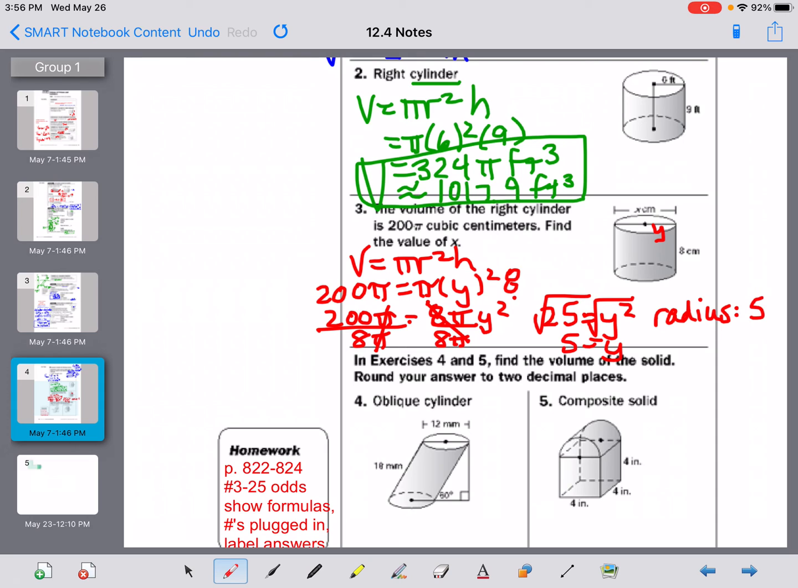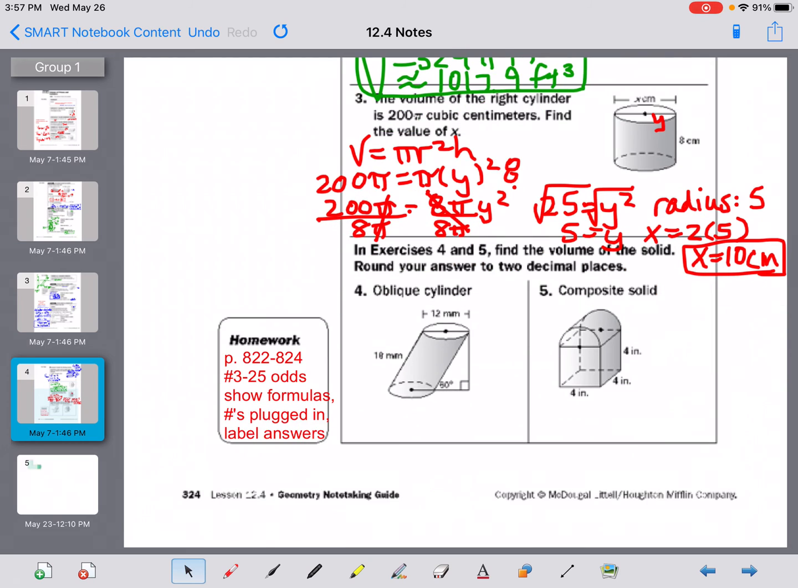But I wasn't looking for my radius. I was looking for that x, which is the diameter. So I'm going to do 2 times my 5, so x is going to be 10 centimeters here. Okay, don't try to plug that d into your equation because that's not going to be pretty. I would just solve for the radius and then double it. All right, moving on here.